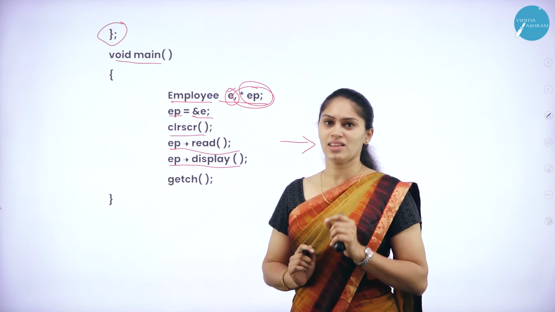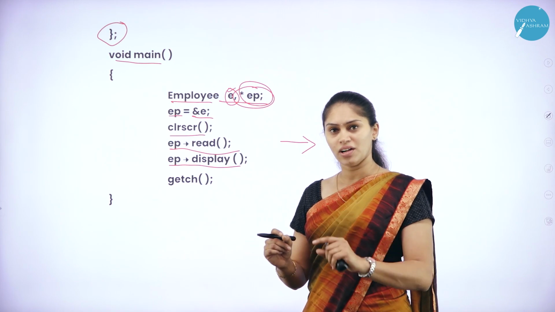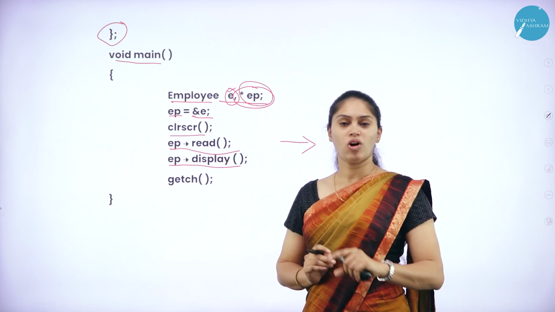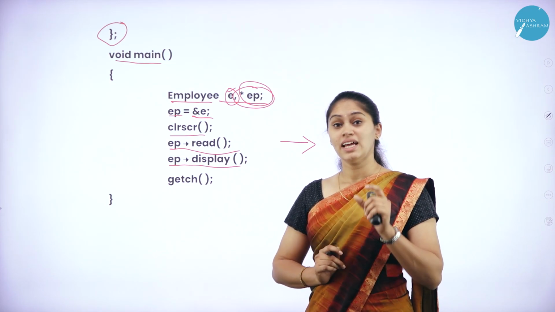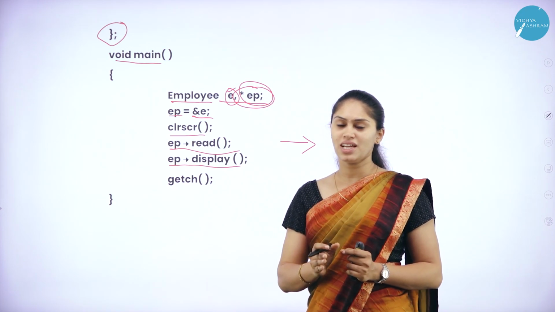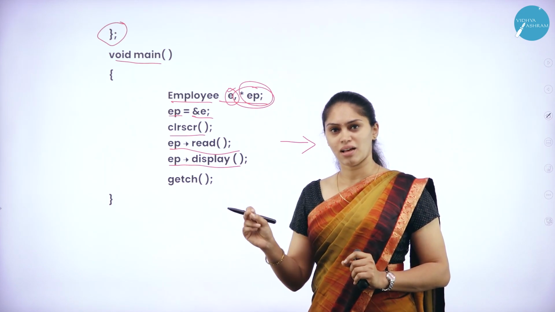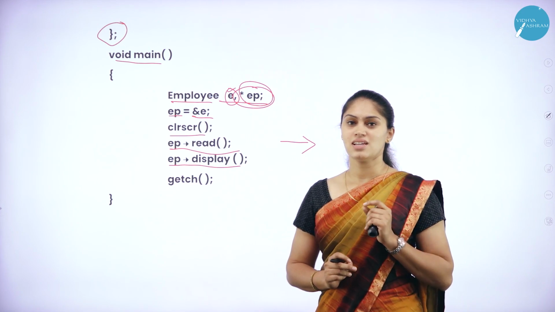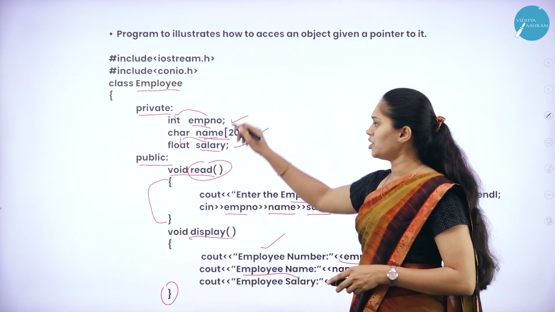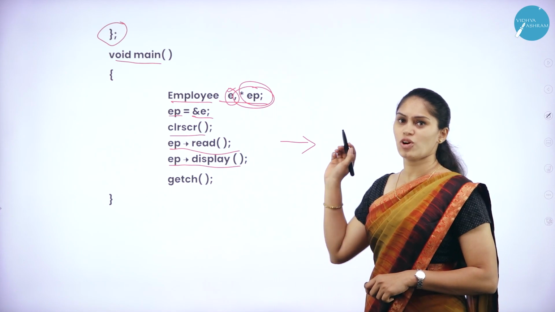Here you have to remember one thing. If it is a normal object, then I have to use the dot operator in order to access the data members and member functions of a class. But here I am not using the normal object. Instead of that, I am taking the pointer object. If I am taking the pointer object, at that time I must use the arrow operator in order to access the data members and member functions of a class. So what are the data members and member functions that I have in this employee class? All of that you can see here. So what are the member functions? Read and display are the member functions of a class called employee.